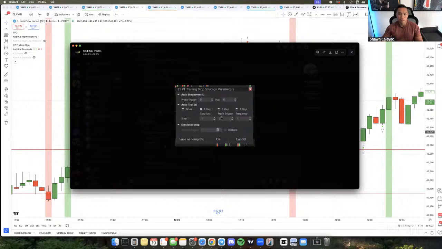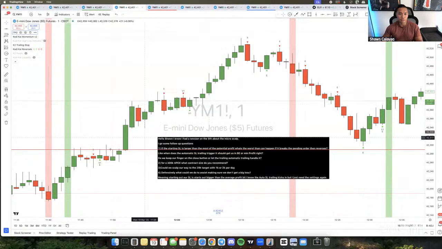So this means that if you have all these set to 1, then every time it moves up in profit by 1 point, it's going to move your stop loss in profit. So every time it moves up just 1 point, your stop loss is going to get moved to break even, and then it's going to keep following it as price goes up any higher.